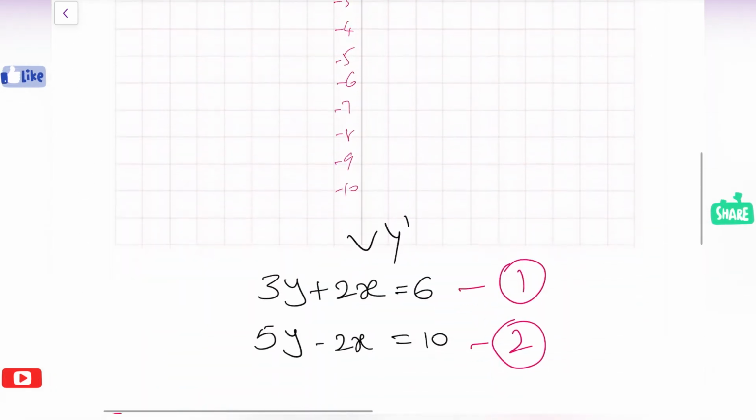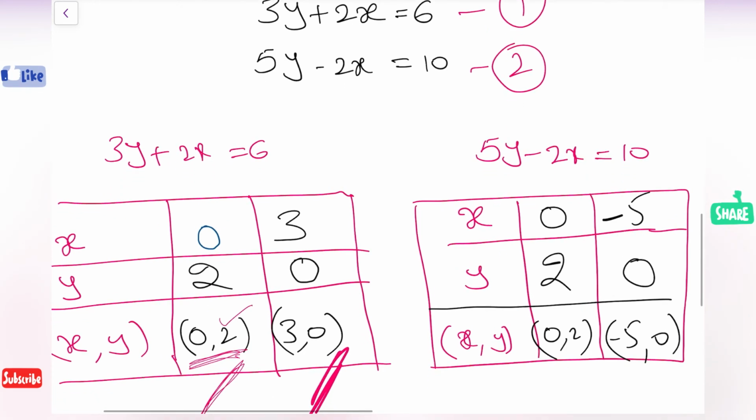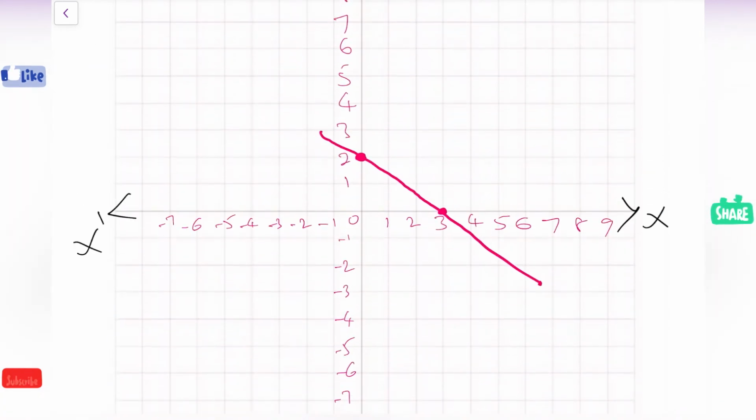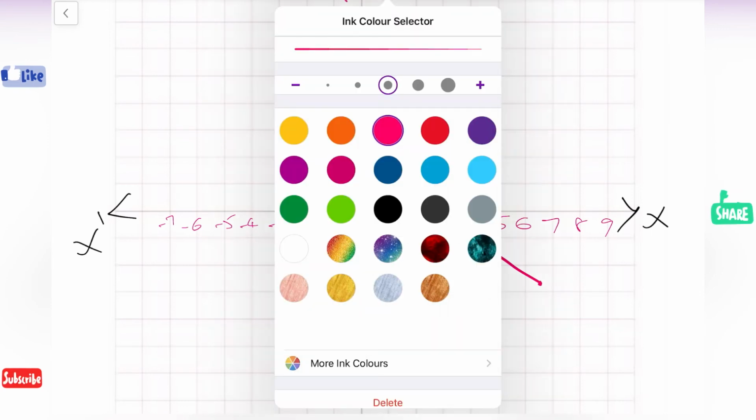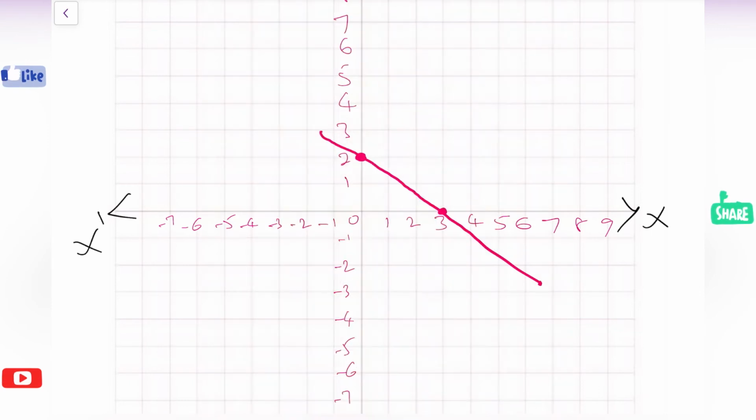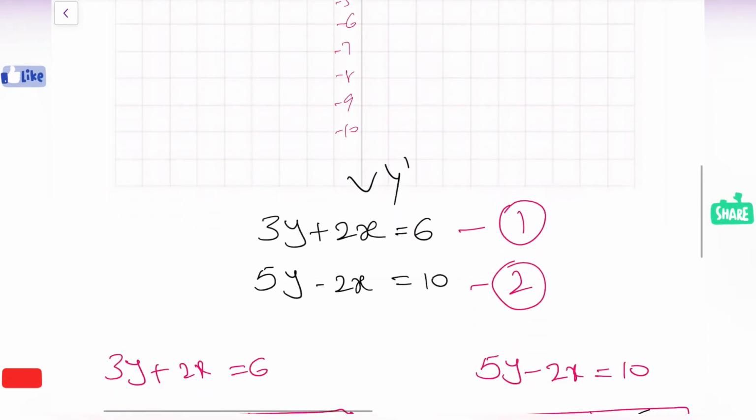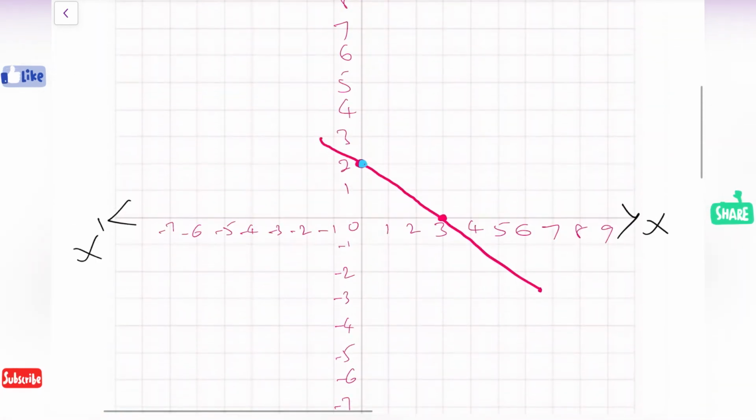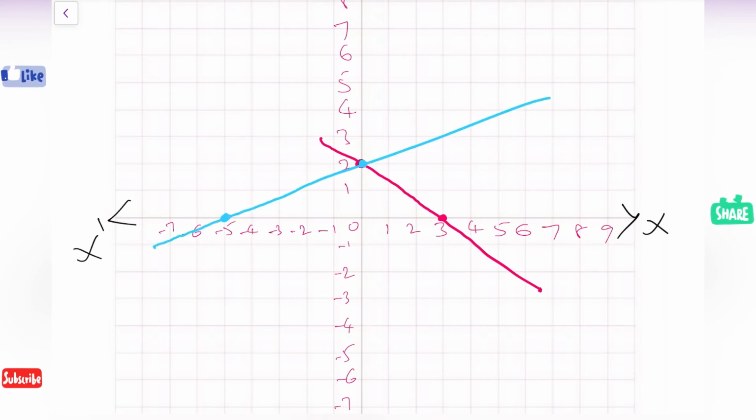Now let us move to the second equation. So the second equation, if you observe, the first point is 0 comma 2. Again this is only 0 comma 2. Next point, minus 5 comma 0. This is minus 5. Again these 2 points also we need to join compulsory with the help of a scale only, like this.